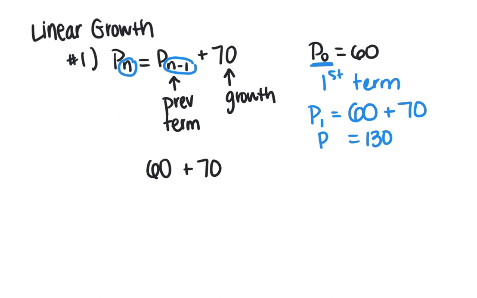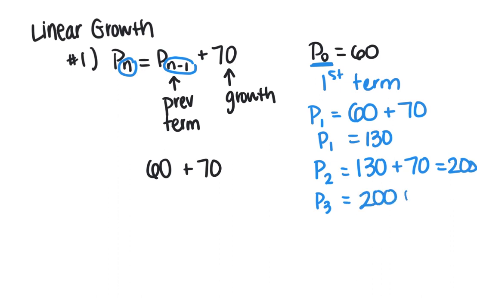Whoops, not P2, that's P1. So P1 equals 130. Then to get the second or the next one, P2, you take that previous term and you add 70. And you keep going. Each term is 200. Each term is that previous term plus 70, and so on. Now, after a while, you may say, okay, I don't want to keep adding 70 over and over and over again if I have to get to something like 100.